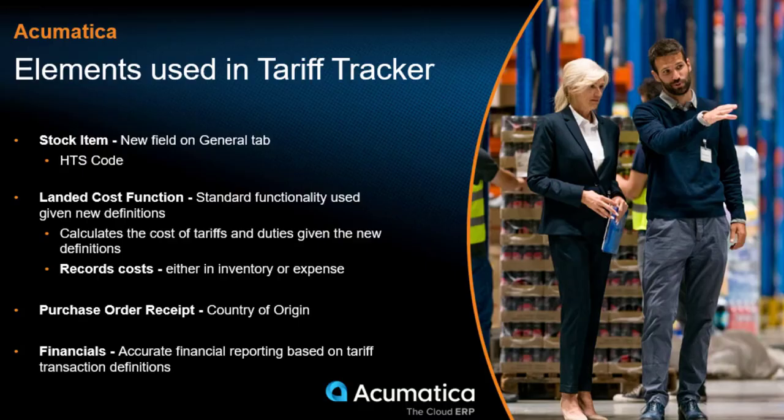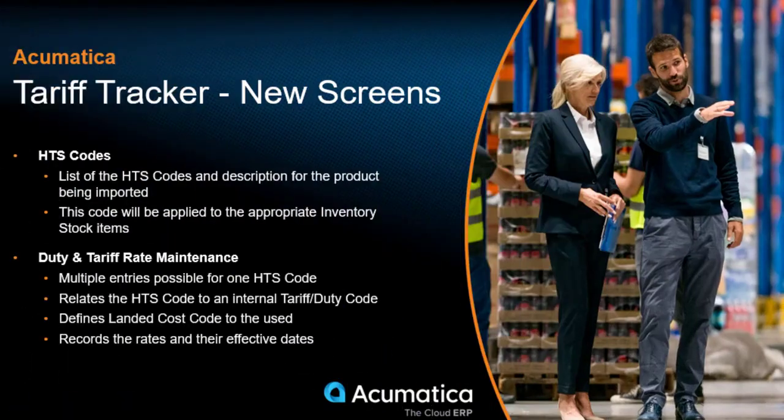By utilizing the landed cost functionality within Acumatica, you will now be able to define the specific landed cost for the HTS codes, allowing the system to perform auto calculations. When performing the purchase order receipt process, you will notice the country of origin will auto-populate for that particular receipt. These fields, along with the reason code, will be used to calculate the tariffs and duties and apply them appropriately. Tariff Tracker has added two new screens, HTS codes and duty and tariff rate maintenance screens, which we will go through during the demo today.